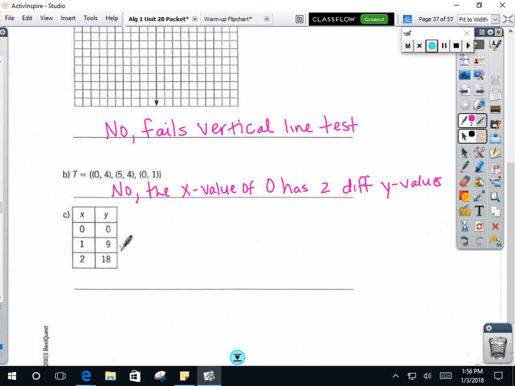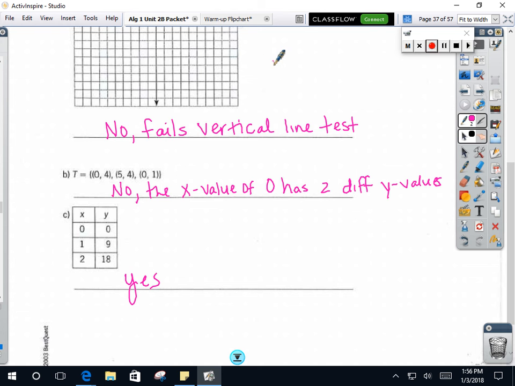C, is this one a function? Yes, because no boys even went out more than once, so there wasn't even a possibility of cheating here. For boys anyway. A girl could have still cheated, but remember, it only matters if the boy cheats.